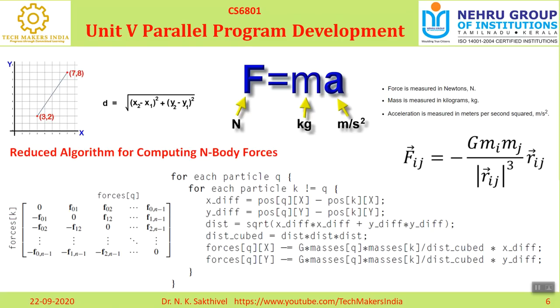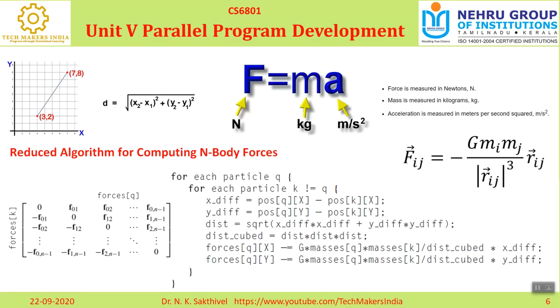This methodology is called the reduction algorithm. Why is it called a reduction algorithm? For example, for two particles, the forces are maintained in a two-dimensional array. Column wise, I am recording the force values of q, and row wise, the force of particle k. This diagonal is always 0, because both are equal.